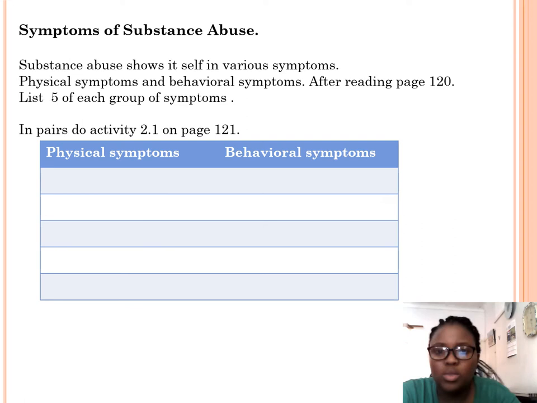So what I want you to do is do this one really quickly because it's already in your textbook, but you need to memorize this. You need to know this for the test. There's going to be a test. So it's just 5 of each, right? And then in pairs, you're going to look at activity 2.1 on page 121. You're just going to talk to your partner that you're going to pair up with. We're going to do this very quickly and very quietly, guys, because we do not have enough time. Let's do it, and then we'll talk about it as a group, as the whole class, once you have talked to your partner about it.